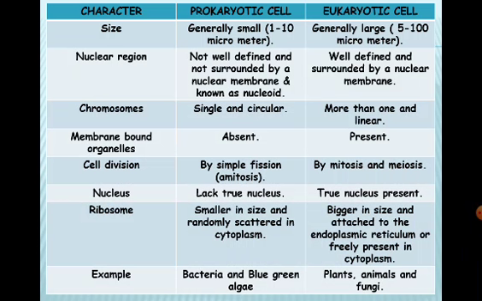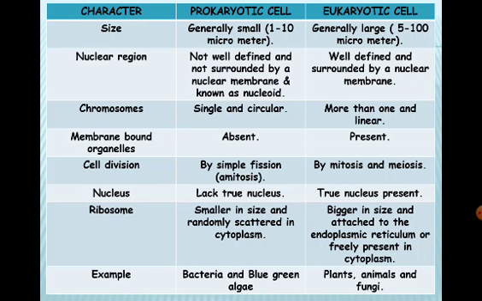If we differentiate, let's see the characters. First, size. Prokaryotic cells are generally small in size, that is 1 to 10 micrometers, and eukaryotic cells are large, that is 5 to 100 micrometers. The second character is the nuclear region. In prokaryotic cells the nuclear region is not well defined and not surrounded by a nuclear membrane, and it is called the nucleoid. In eukaryotic cells it is well defined and surrounded by the nuclear membrane, so we call it a nucleus.